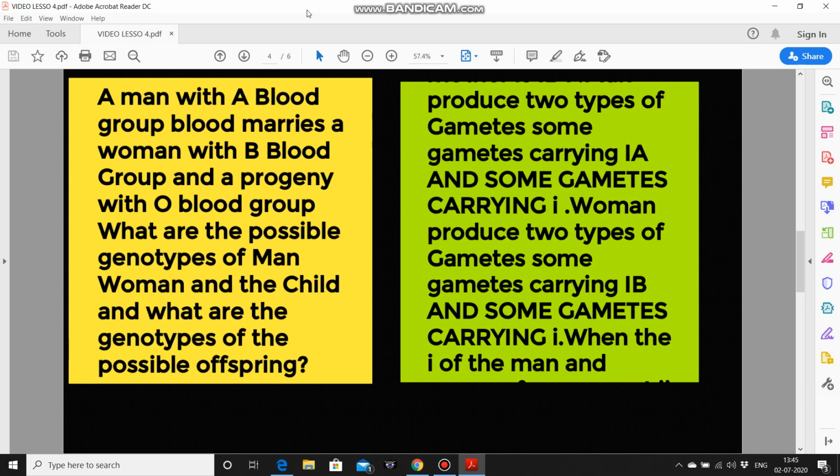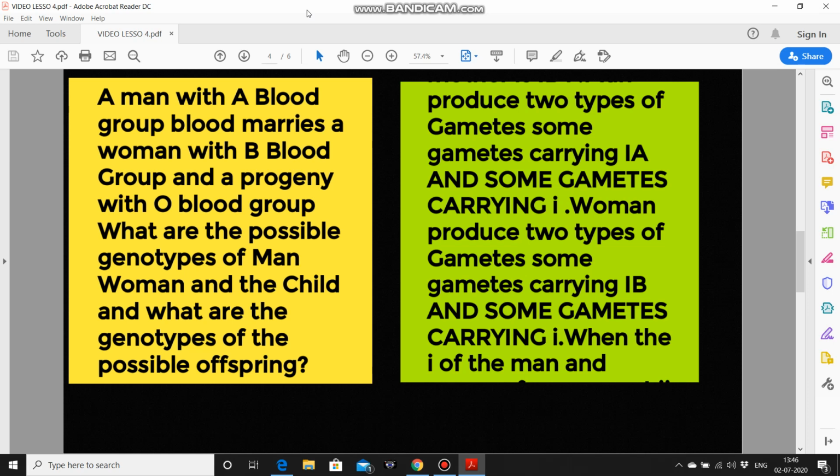Now here you can see an inheritance of blood group. A man with A blood group marries a woman with B blood group and they have a progeny with O blood group. What are the possible genotypes of man, woman and the child and also the possible genotypes of the offspring? So A blood group, the man can be either having the genotype IAIA or IAi. The woman with B blood group will have the genotype IBIB or IBi.